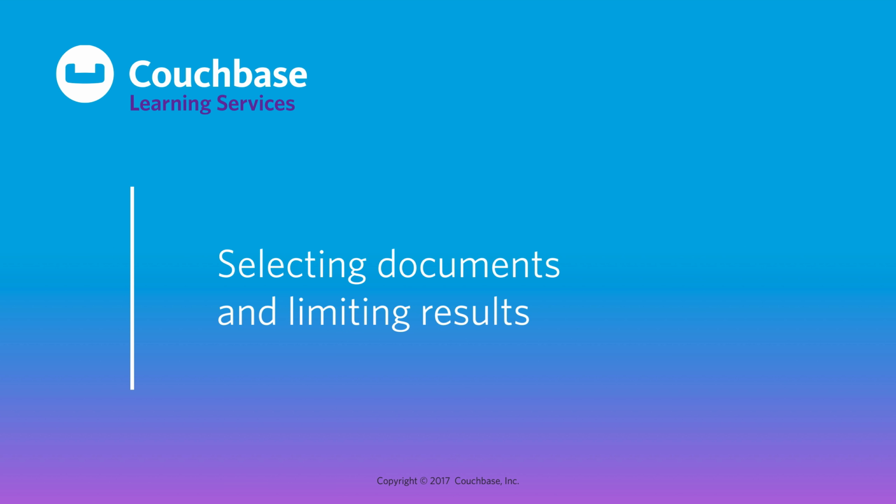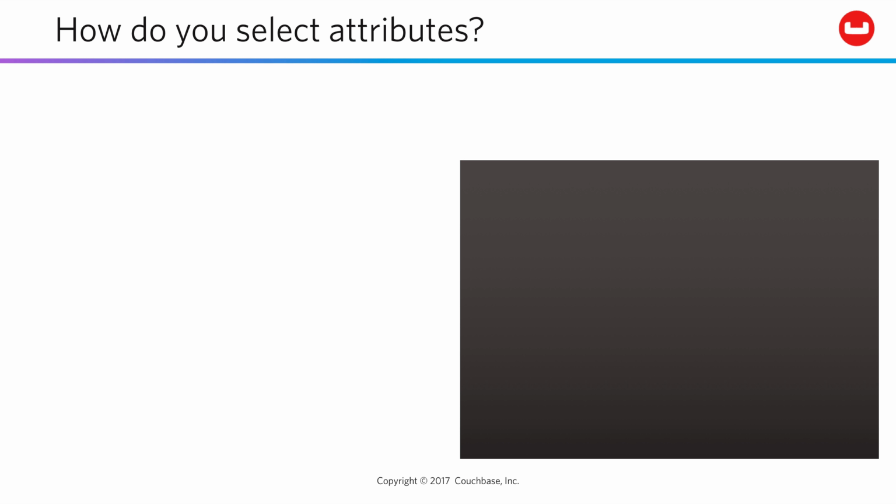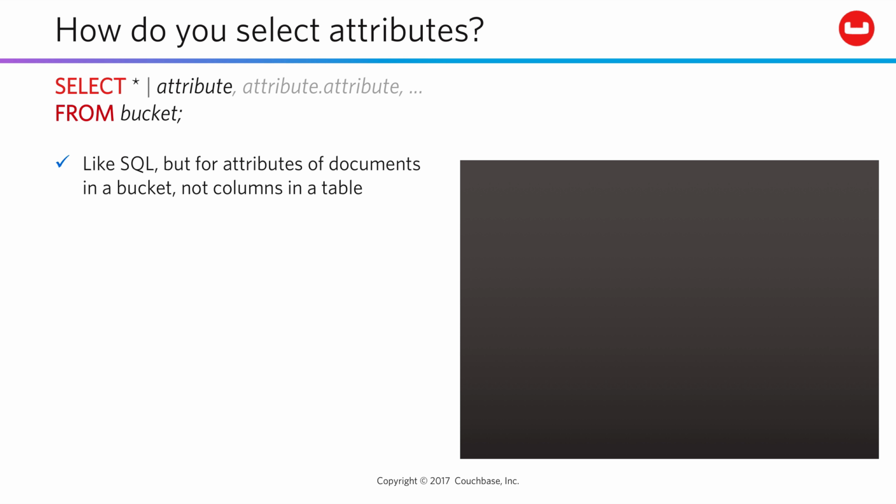Any useful query language needs to select documents. Let's learn how this works in N1QL and take a tour of Query Workbench along the way. So you're going to select all attributes or specified or nested attributes from a named bucket. Overall, this works very much like SQL, except that you are selecting by the attributes of documents in a bucket, rather than columns in a table.